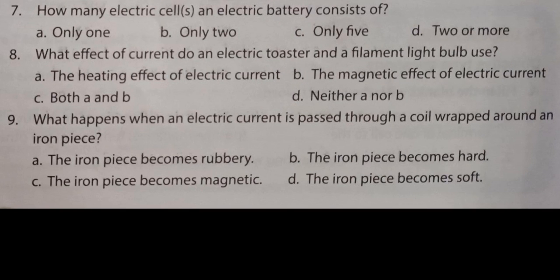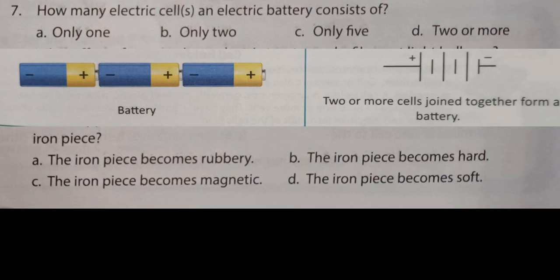Question 7. How many electric cells does an electric battery consist of? The options given are A, only one, B, only two, C, only five, D, two or more. As you can see from the figure, two or more cells when joined together form an electrical battery.